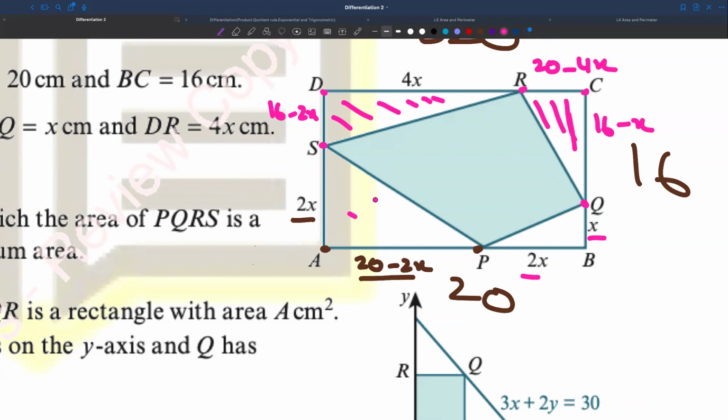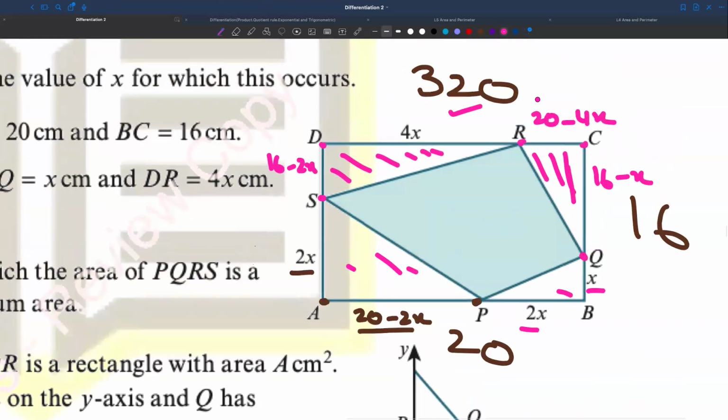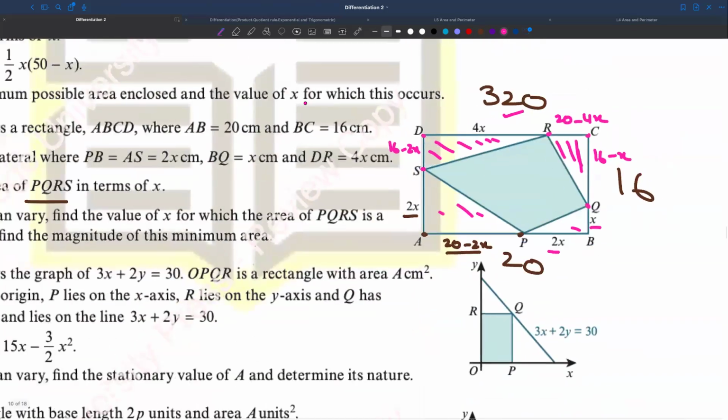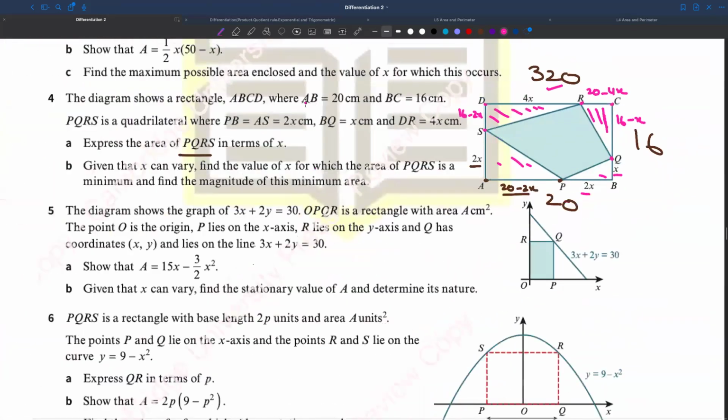I will add the area of these 4 triangles and subtract them from 320, and I will get the area of the shaded region. Uruj, did you understand? Yes. Okay, now give it a try and then check your answer, beta, quickly.